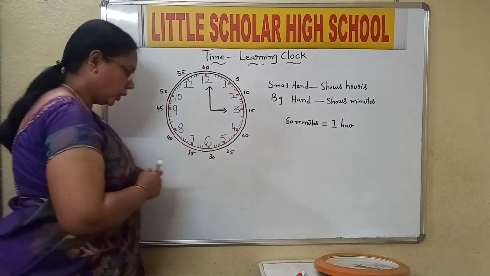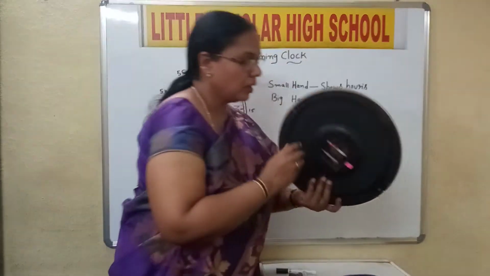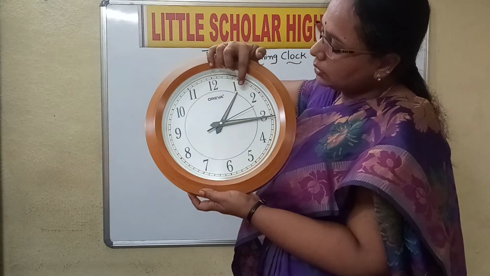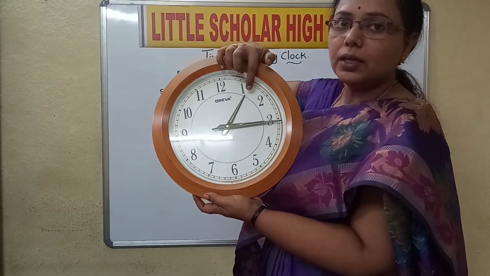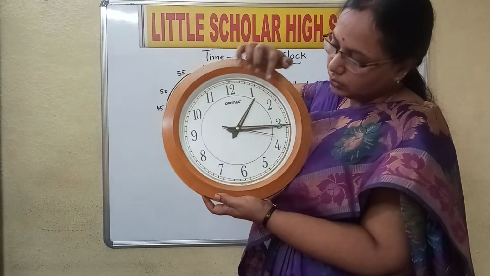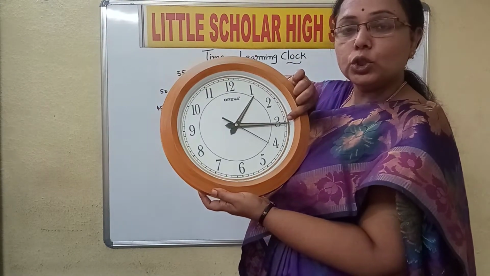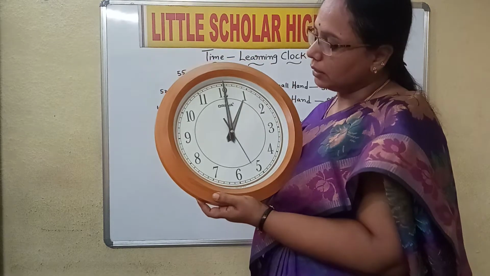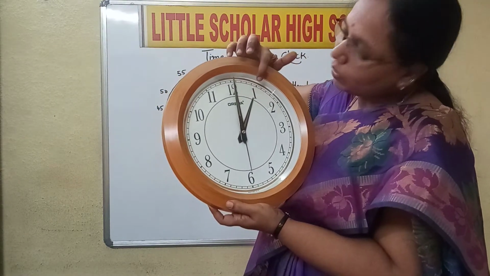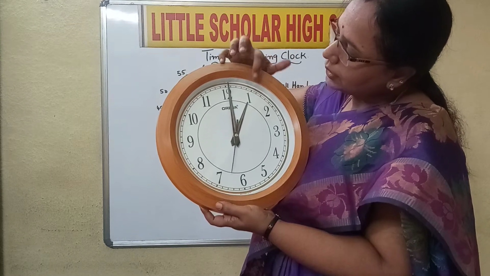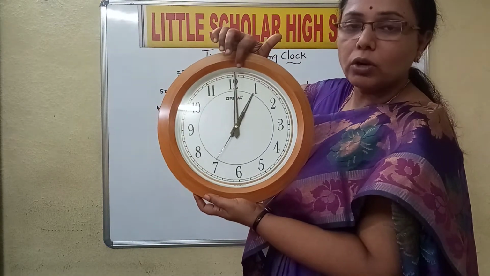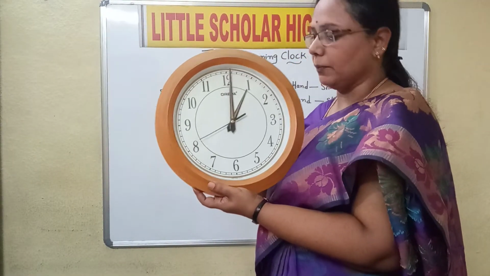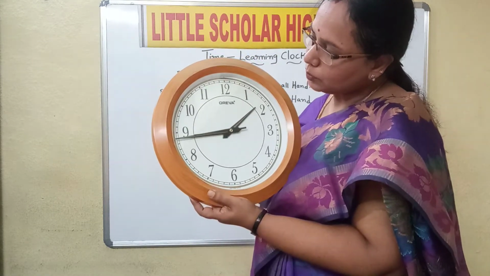Now, let me show here. If you look at this watch, children, this is the small hand, which shows the hours, and this is the big hand, which shows the minutes. Now, for example, the small hand is on 1 and the big hand is on 12. So what is the time now? It is 1 o'clock.